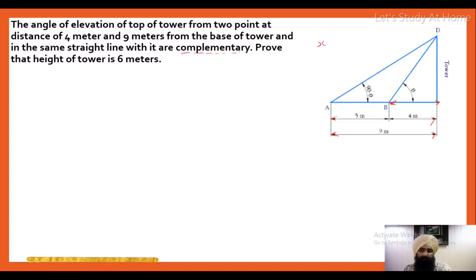Suppose one is x, the other is y, x plus y is equal to 90, and if I want to write y in the form of x, then it is 90 minus x. If one is x, the other is 90 minus x. Similarly, if one is theta, the other is 90 minus theta.